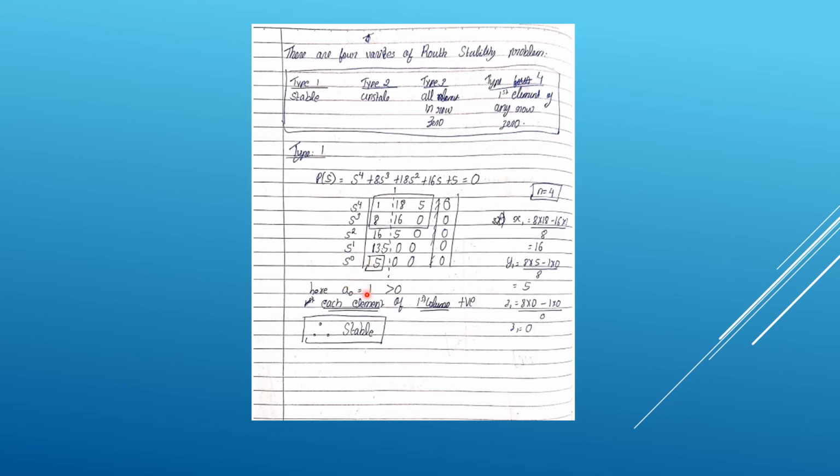Okay, we will check the stability. Here a naught is equal to 1, which is greater than 0. And also all the elements in the first column are positive, therefore the system is stable.